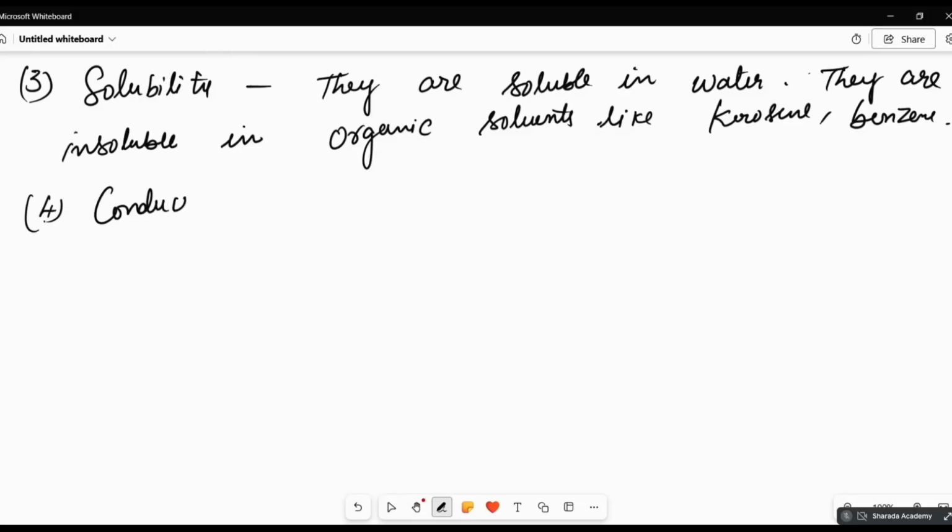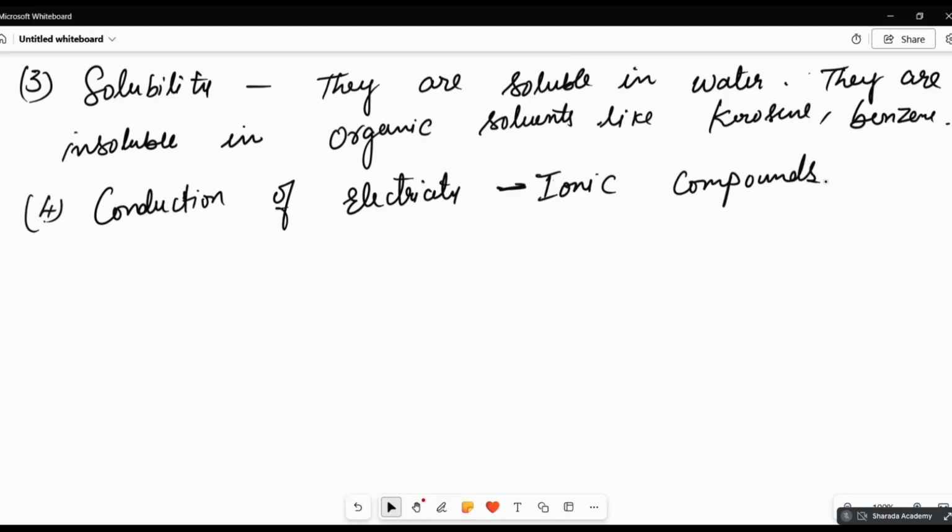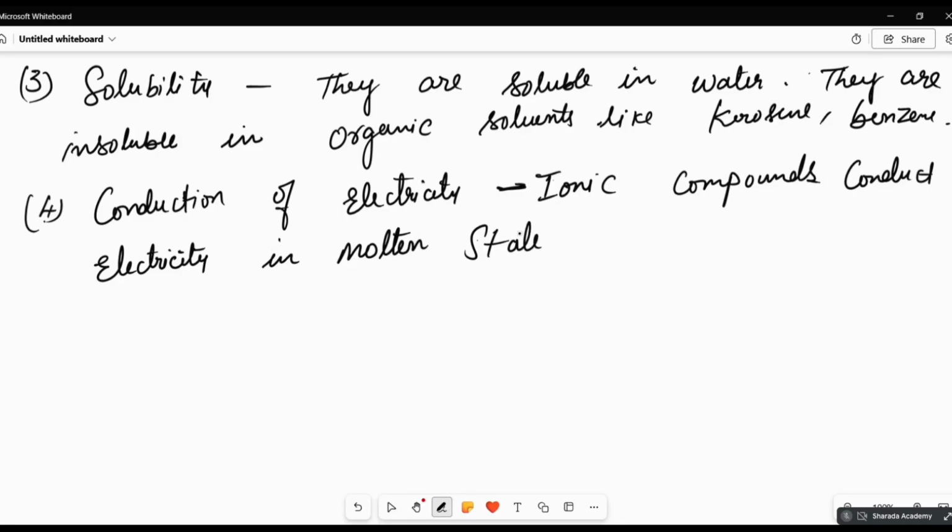Next, conduction of electricity. Ionic compounds conduct electricity in molten state or in aqueous solution.